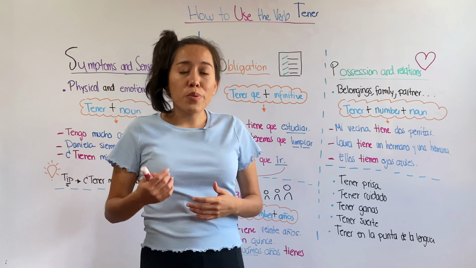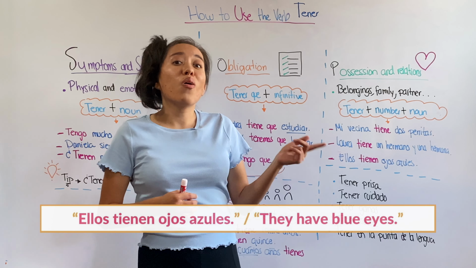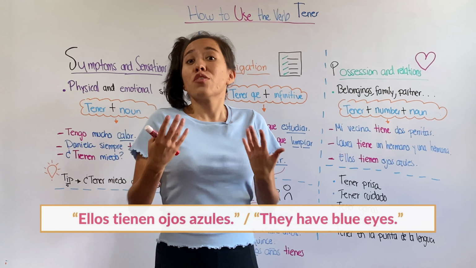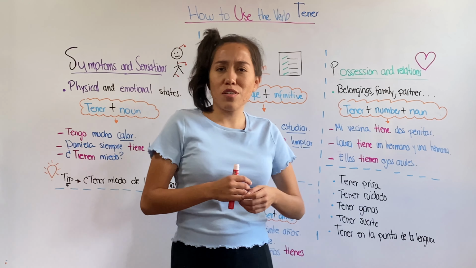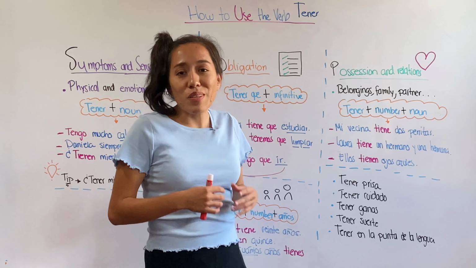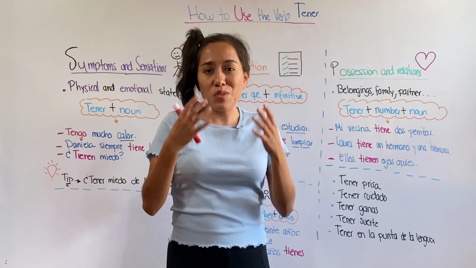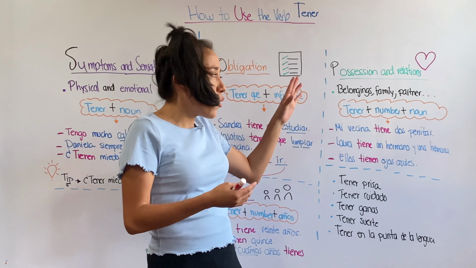Laura has a brother and a sister. Ellos tienen ojos azules. They have blue eyes. You can also use this application of tener to describe yourself or others when you're talking about body parts, because it's your eyes. You own them.